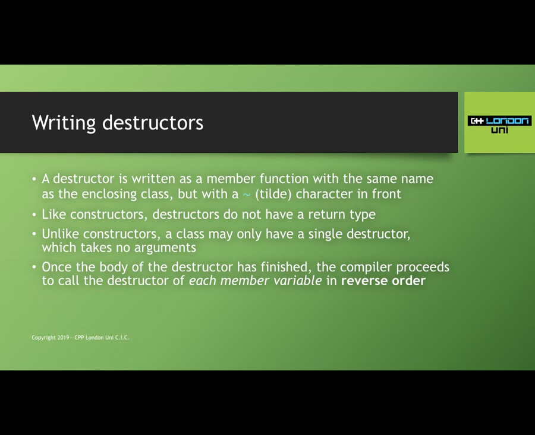Constructor is a function. Function has a body, a list of instructions. Once those instructions are executed, then the compiler will go forth and destroy each of our member variables in turn. In fact, in reverse order, from the bottom up. So inside the body of our destructor, all of our member variables are still alive.